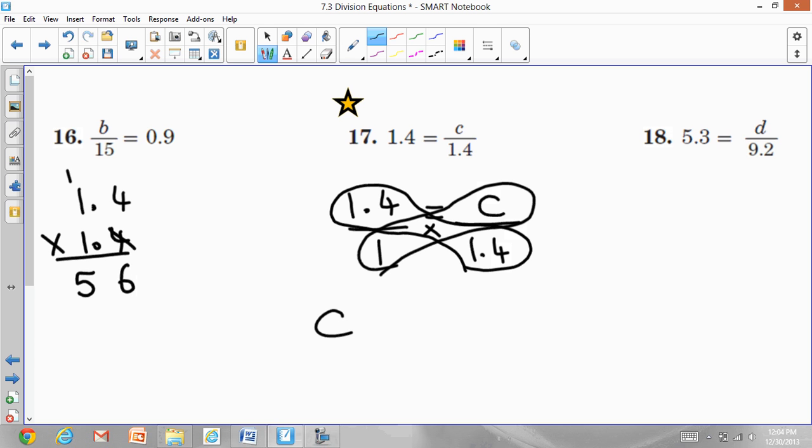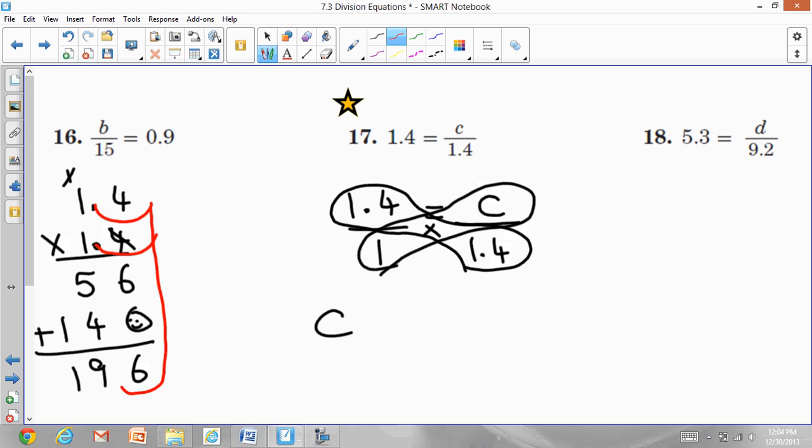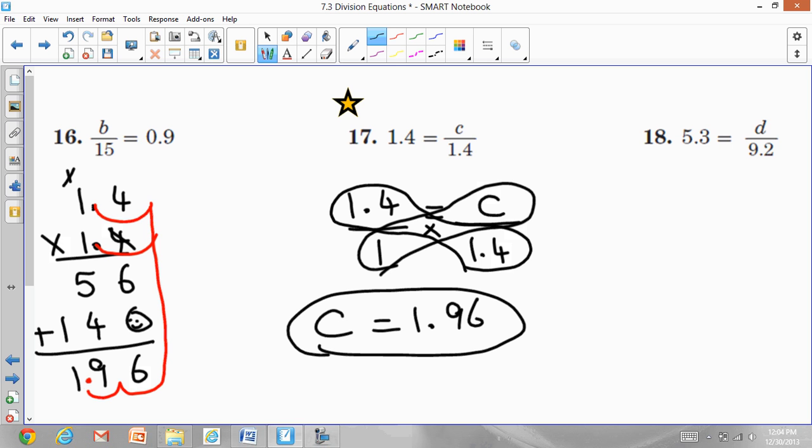And now I'm finished with this, so I'm going to put a happy 0. 1 times 4 is 4, and 1 times 1 is 1. Remember the last step you need to add, which is going to give you 196. Now watch the 1 in red. Move the decimal point once, move this decimal also once for a total of 2 places. Bring it down, 1, 2. So this is going to give you 1.96. That's my answer.